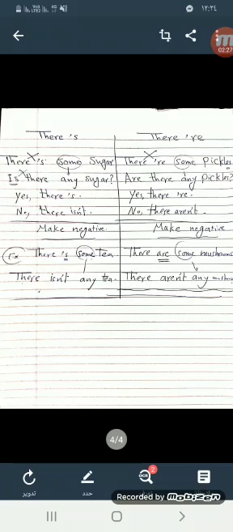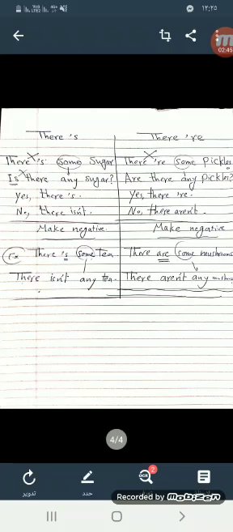Who can answer this question? When the sentence starts with is, the answer will be yes or no. So the answer will be yes, there is, or no, there isn't. Understand?